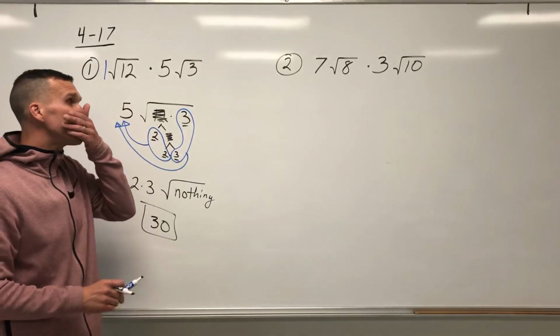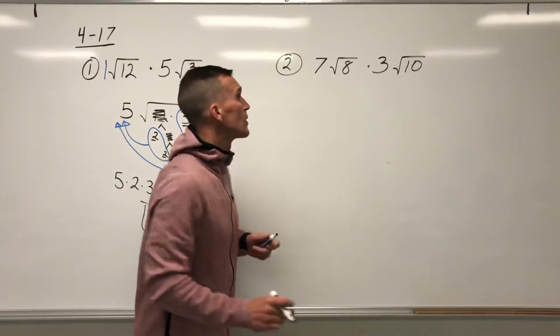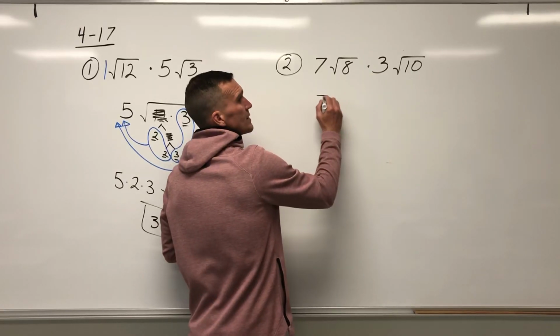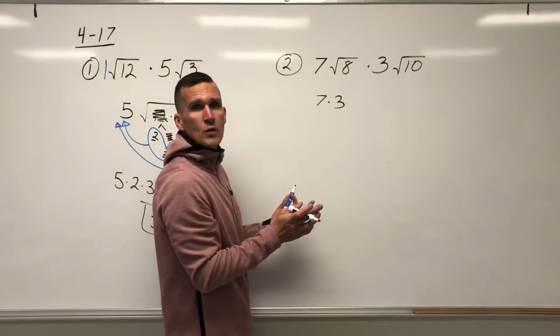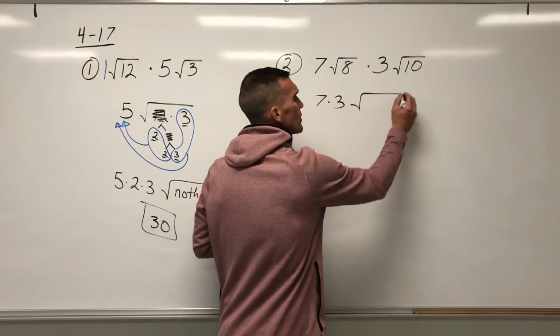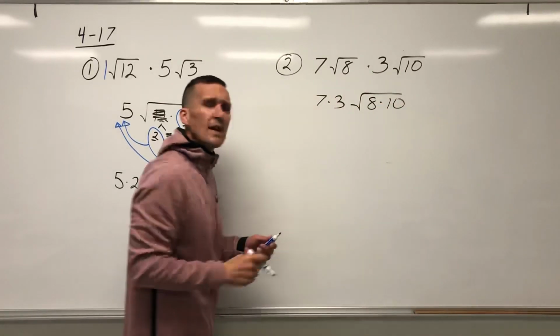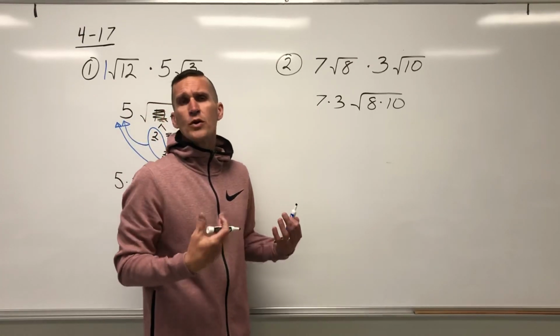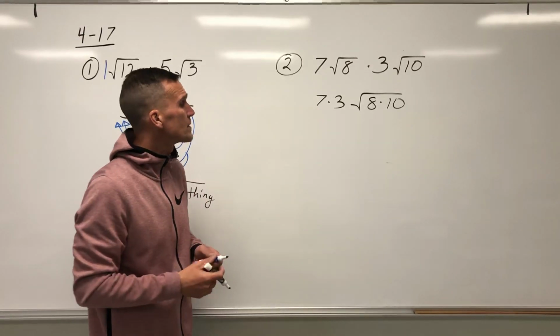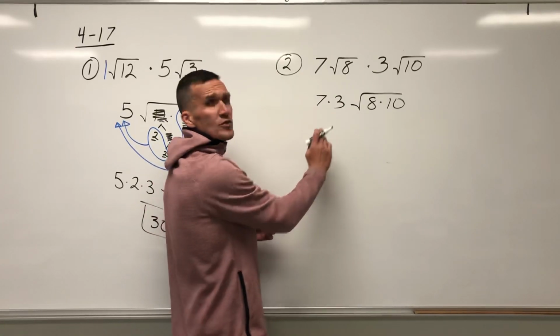All right, let's see number 2. So I'm going to go with my little rule here. Outside times outside stays outside. I'll show it. That will become 21. I have square root 8 times 10. Now I'm going to show you another way you could organize all your stuff if you wanted to see it. So 7 times 3 will become 21.